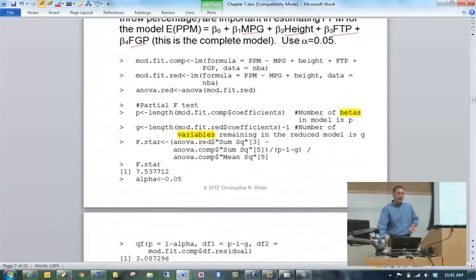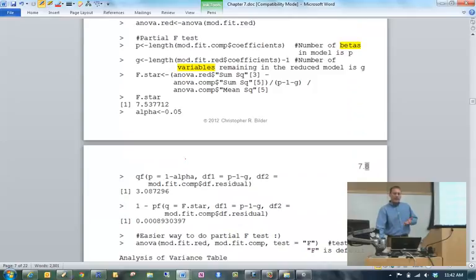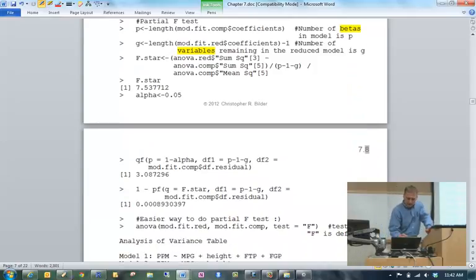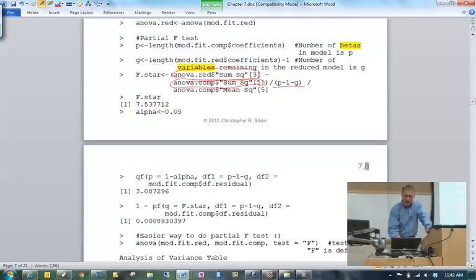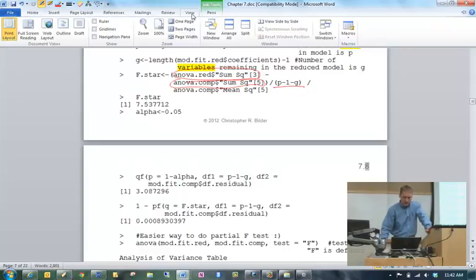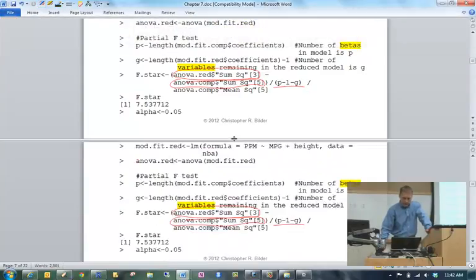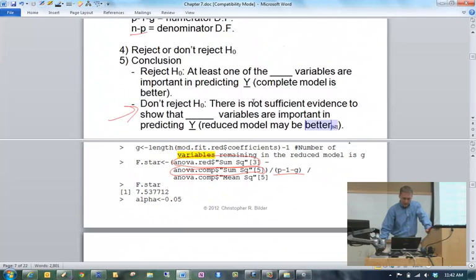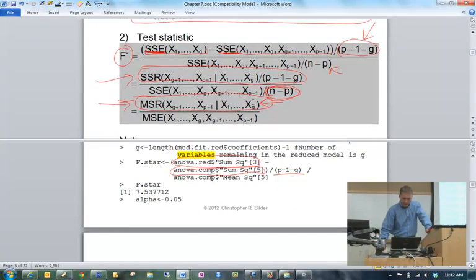So using that information then we can form the F-star test statistic. As I had just shown you, here's one of the SSEs, here's the other SSE. I subtract the two to get an SSR given some variables in the model. I need to divide by p minus 1 minus g, just for extra reference here. We do a split screen. What I'm trying to do is form that particular test statistic, actually the one at the very top.